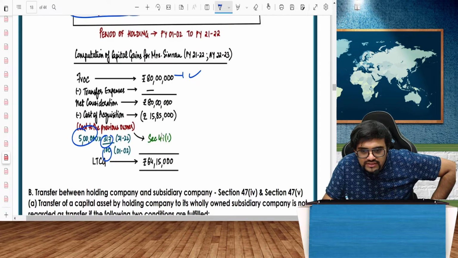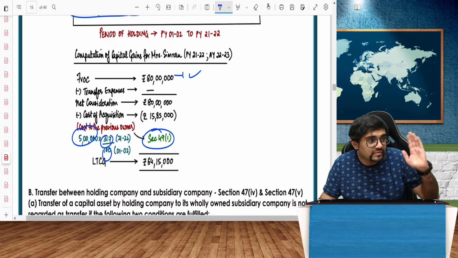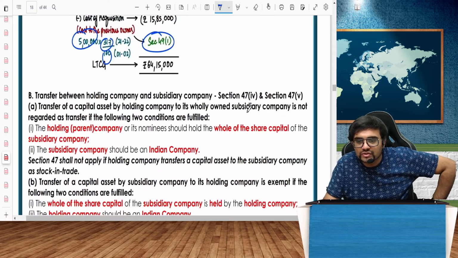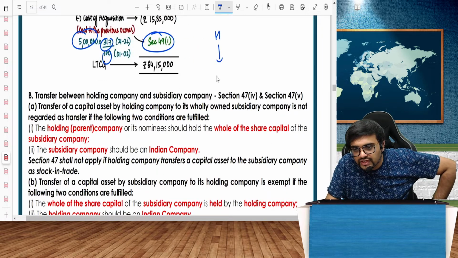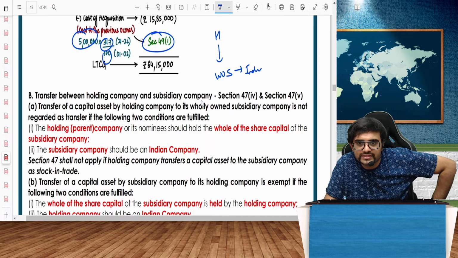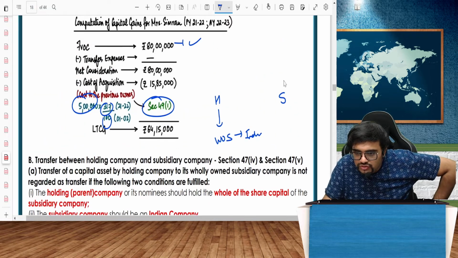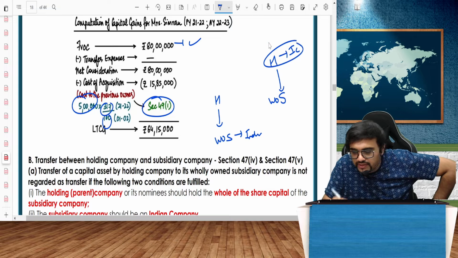317 by 100. This is section 49(1). Cost will come from the previous owner. See this example. Yesterday I told you, holding company transferring to a wholly owned subsidiary, provided the wholly owned subsidiary is an Indian company, is exempt. Subsidiary company transferring to the holding company, which is a wholly owned subsidiary, and the holding company is an Indian company, is exempt.